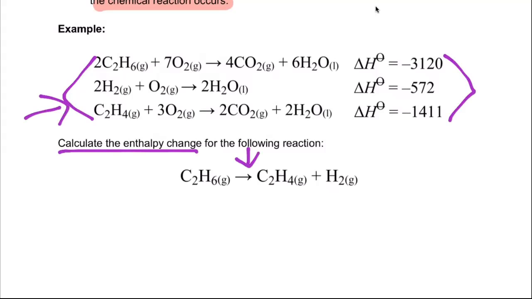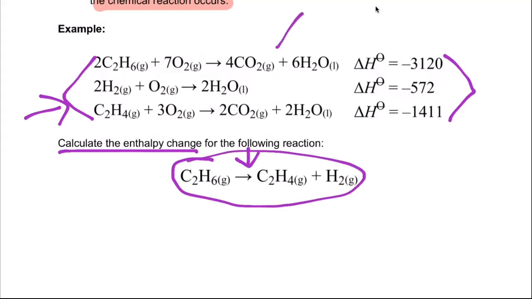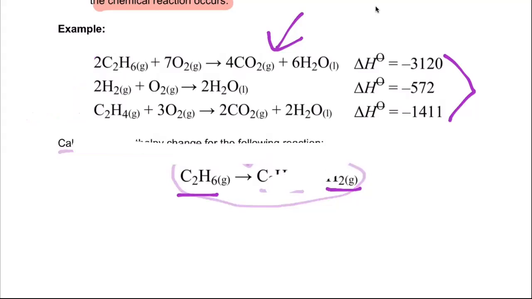And so I kind of like to think of it as a puzzle. I'm trying to make this reaction. So I have to figure out how to put these reactions together up here and make that final reaction that I want, okay? And I only want those substances. I don't want any extra substances in my reaction. In this case, I only want C2H6 in the gas form on the reactant side. And then on the product side, I only want 1 mole of C2H4 in the gas form and 1 mole of hydrogen gas. And so, let me clean this up a little bit.